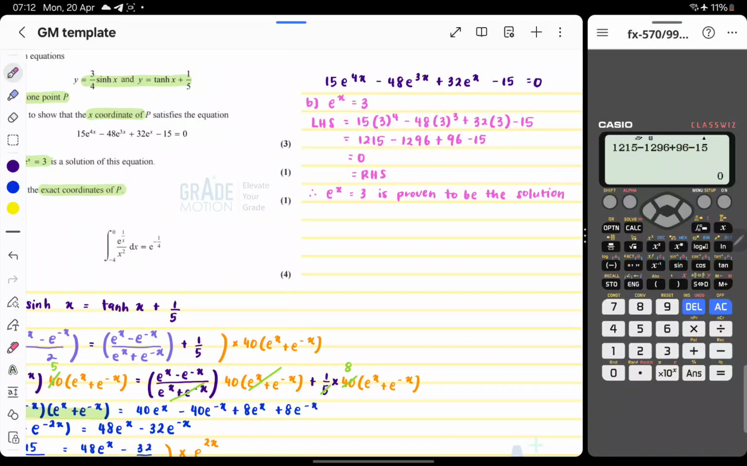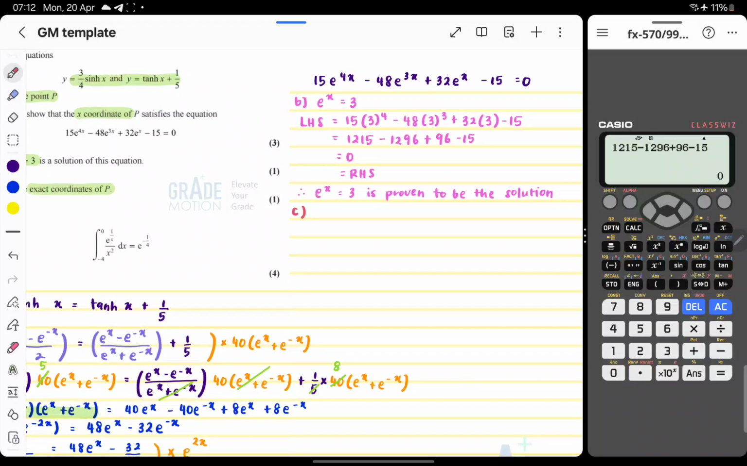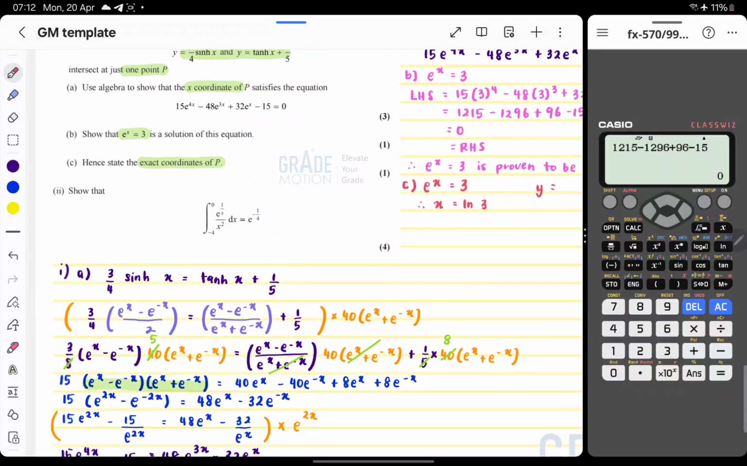Okay, moving on to part C. In part C, they want us to find the exact coordinate of P. So we know e^x is equal to 3. Therefore, x is equal to ln 3. Let's find out our y value. So what is our y value?